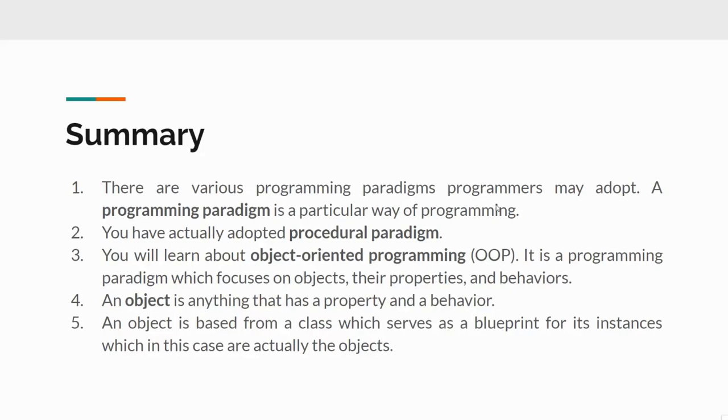Okay? So, an object is anything that has a property or a behavior. Again, for a property, you can use state, you can use characteristics. Finally, an object is based from a class, which serves as a blueprint for its instances, which in this case are actually called objects. So, a class is a blueprint, which kind of gives rise to the objects.